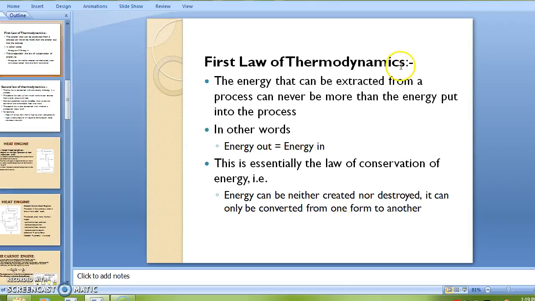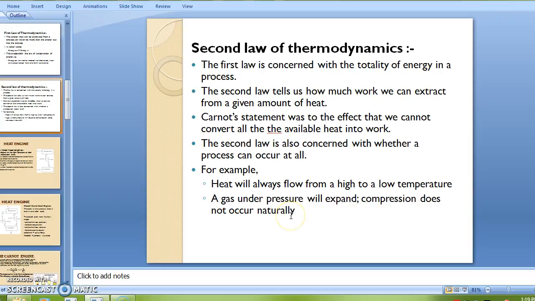First law of thermodynamics. The energy that can be extracted from a process can never be more than the energy put into the process. In other words, energy out is equal to energy in. This is essentially the law of conservation of energy. That is, energy can be neither created nor destroyed. It can only be converted from one form to another.